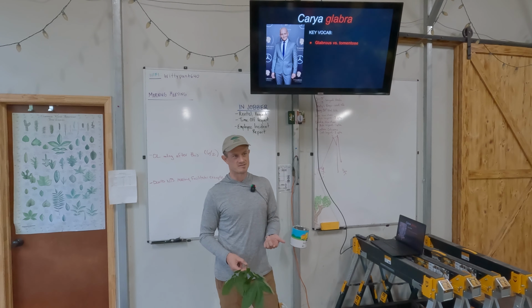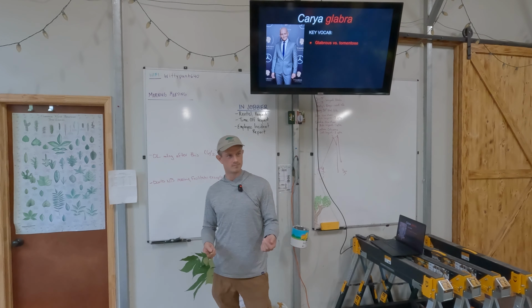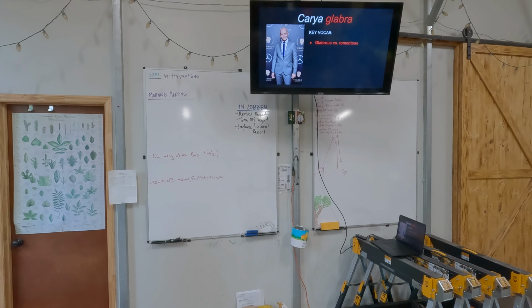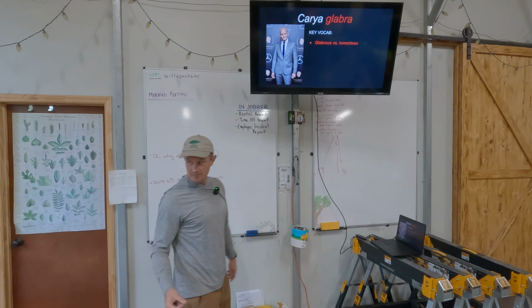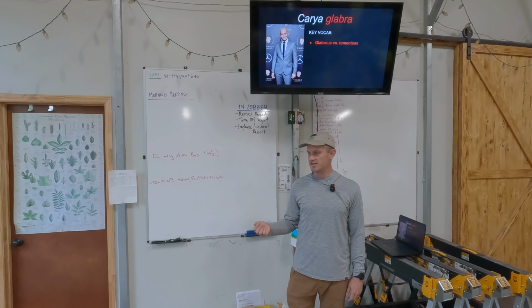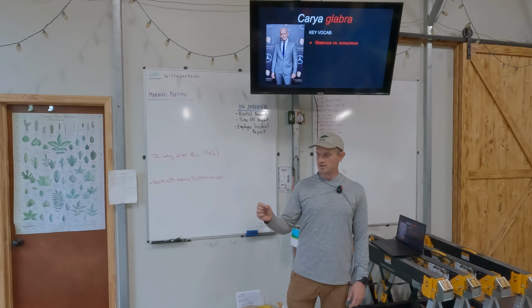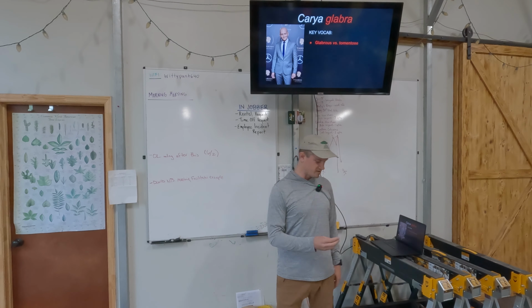Does anyone know what glabrous means? Smooth. I'm going to pass around that leaf. One of the key ways to differentiate this from mockernut and shagbark, which also frequently has 5 leaflets, is feeling that petiole. The lowest part of the leaf where it connects to the stem, you'll notice that's pretty smooth.